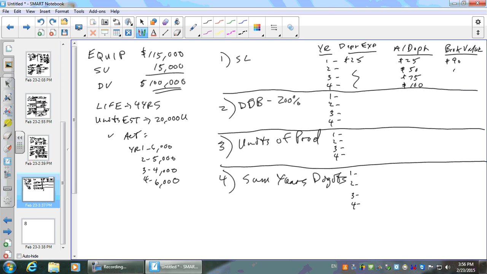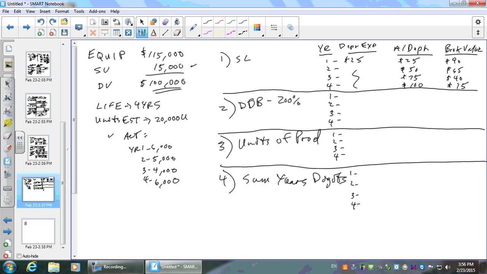65, 40. It's going to be points, you guys. 40 and 15. 15, which is the one we want. Yeah, I guess so. Which is what we wanted to have left, right? So salvage value. Excellent. Okay, double declining balance.